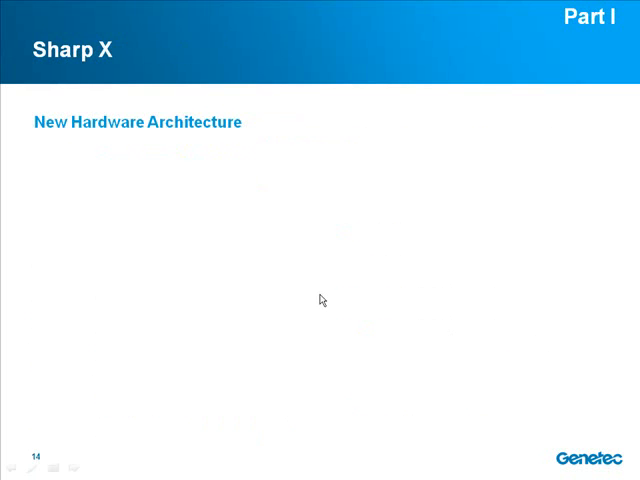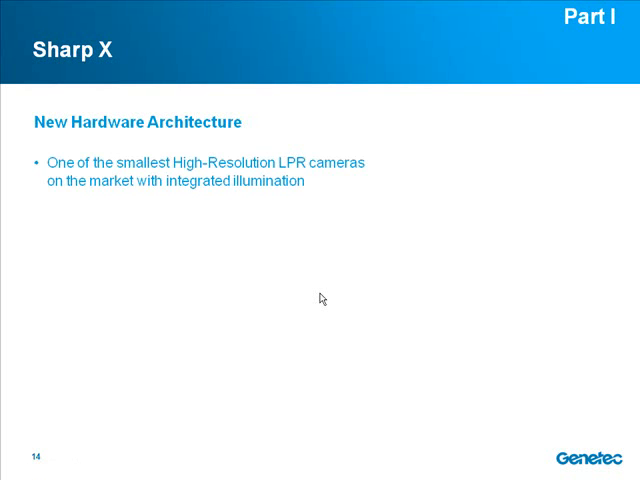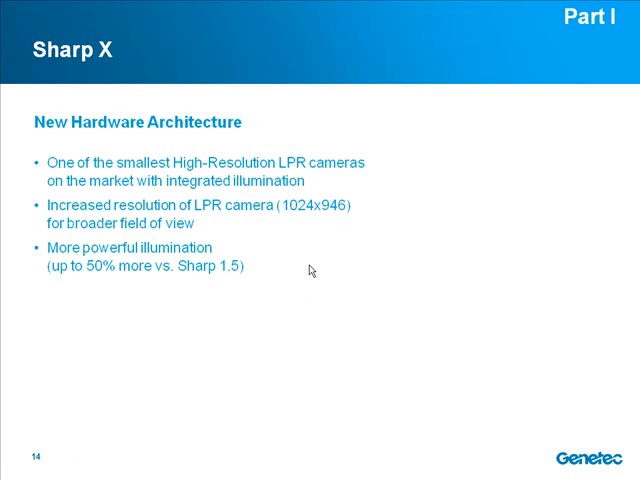Now moving on to the Sharp X, which was introduced earlier this year, we have made some significant advances in the hardware used. The Sharp camera itself is one of the smallest high-resolution LPR cameras on the market at the moment. We have increased the resolution of the LPR camera so we have a broader field of view. The illumination is 50% more powerful on the Sharp X camera compared to the Sharp 1.5.